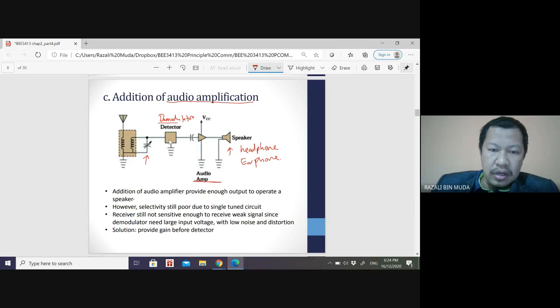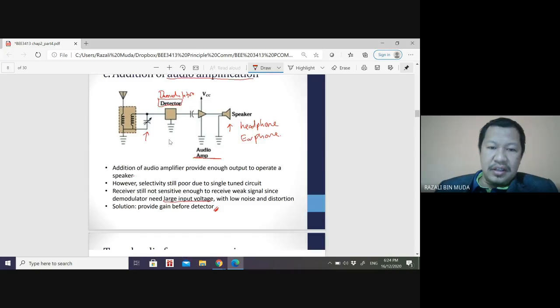So this one needs large input voltage with low noise and distortion. Okay, so to improve this circuit, you need to provide gain before the detector.